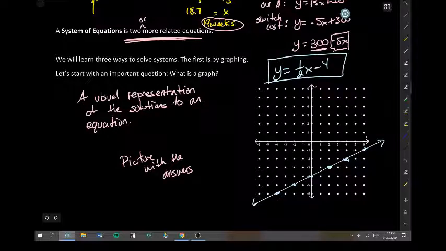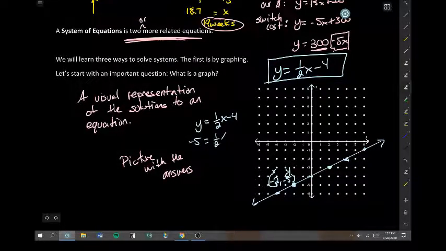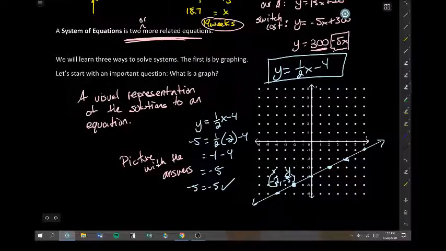And by solution, I mean I can pick any point. Like here's the point negative 2, negative 5, right here. I can pick any point on this graph and plug it into the equation, and whatever comes out will be true. So here's my x value and here's my y value. Plug in negative 5 for y. 1/2 times negative 2 is actually just negative 1. Half of negative 2 is negative 1, and negative 1 minus 4 is negative 5. Hey, look, it's true. Negative 5 does equal negative 5.